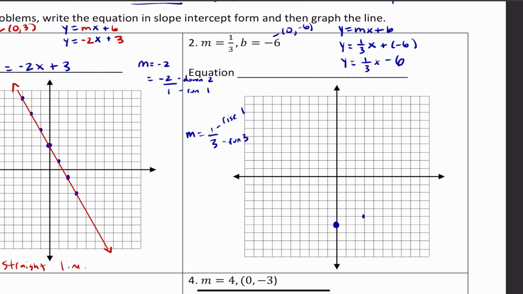And then up 1, right 3. Then I take a look at my y-intercept and then do the opposite. So I do down 1, left 3. I'm pretty happy with these points, so I will connect them, and that looks absolutely horrendous. Let's try again. Does that work? Yes, there you go. And that is my line. Okay? All right.